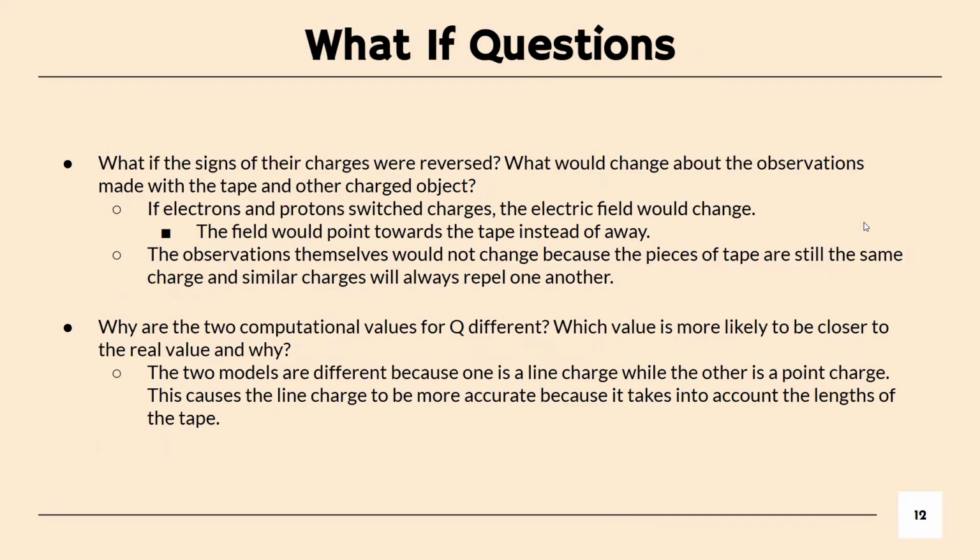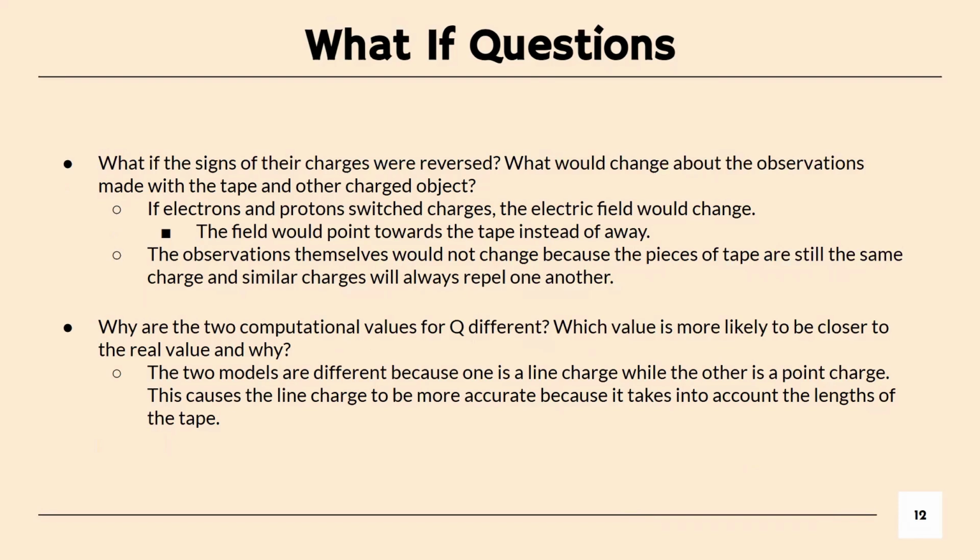So for my what-ifs: if the signs of the charges were reversed, what would change about the observations made with the tape and other charged objects? If the charges were to switch, the electric field would change because the field would point towards the tape instead of away. However, the observations themselves would not change because the pieces of tape would still have the same charge, which would force them to repel, and the pin cap and the tape would still have opposite charges, which would force them to attract.